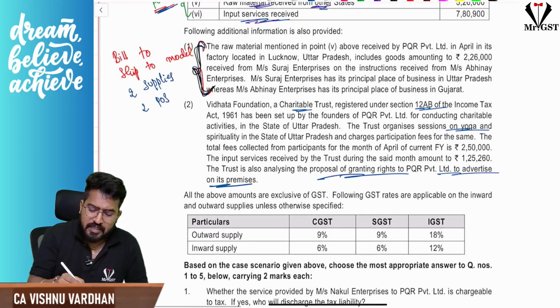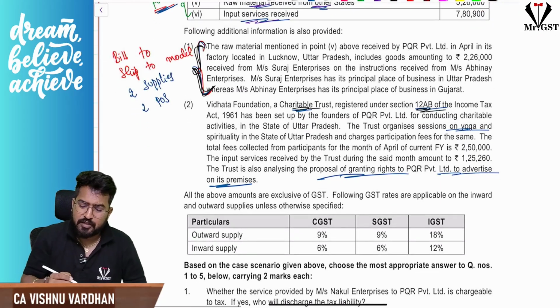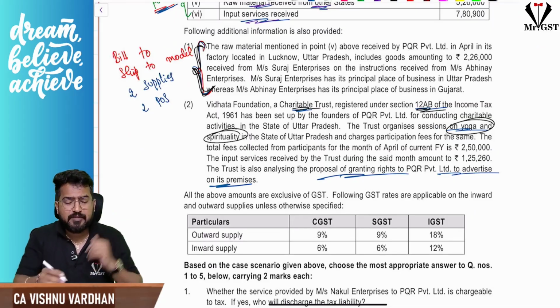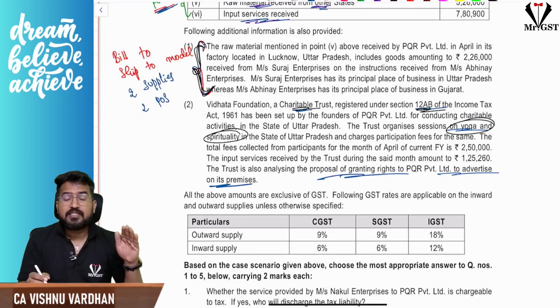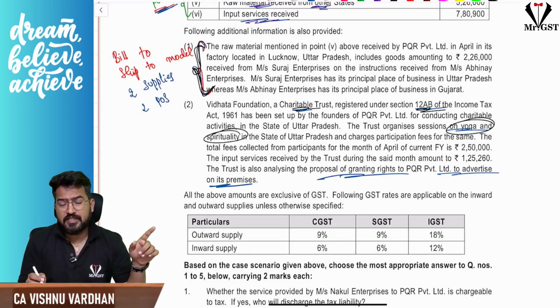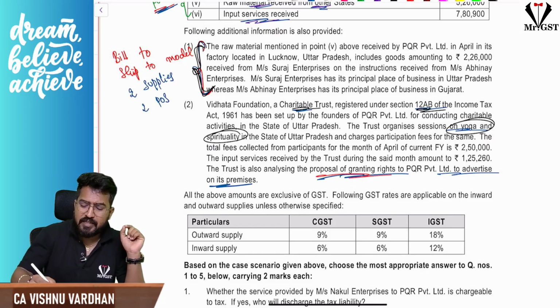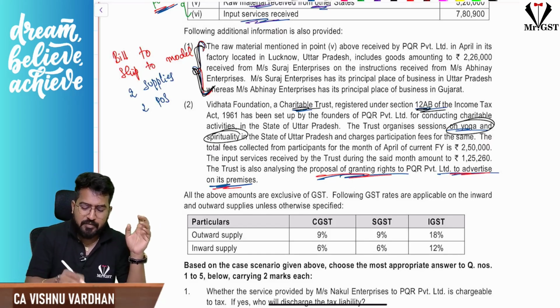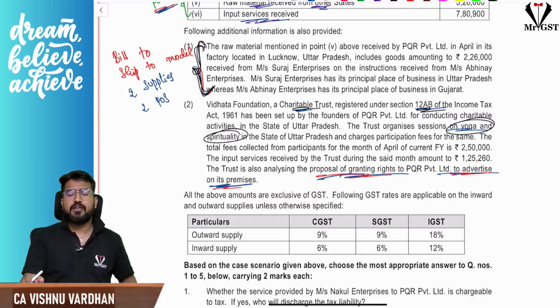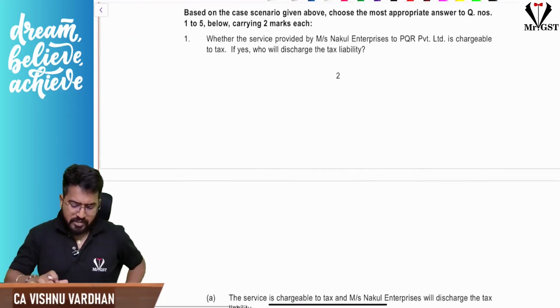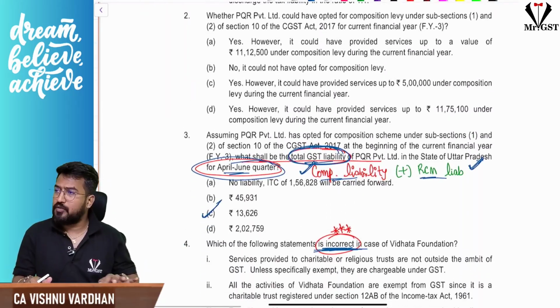And next, there is a charitable trust registered under 12AB, providing services regarding yoga and spirituality. That is nothing but specified charitable activity. Sir, just because you're a charitable institution, it is not exempt under GST. Only specified charitable activities are exempt. For example, they are thinking about granting the rights for advertisement in the premises. That is not a specified charitable activity, so that is taxable under GST. Okay, so these are the key points in case scenario number 1.